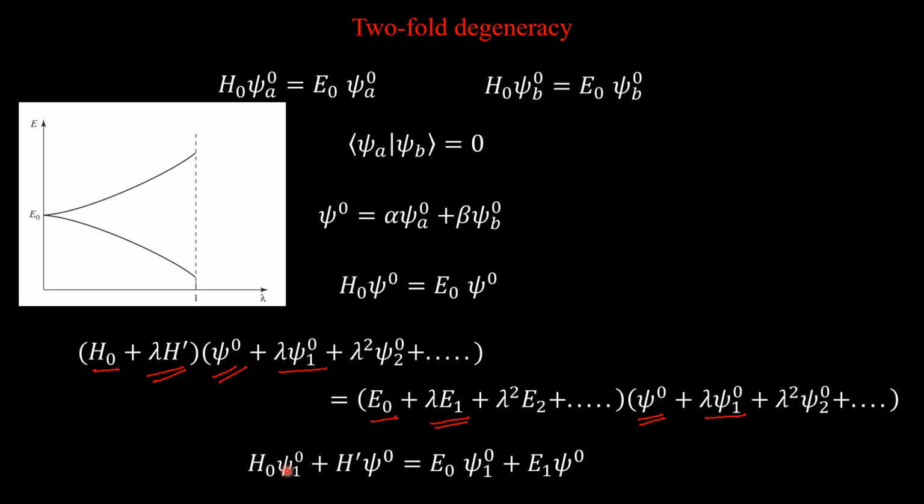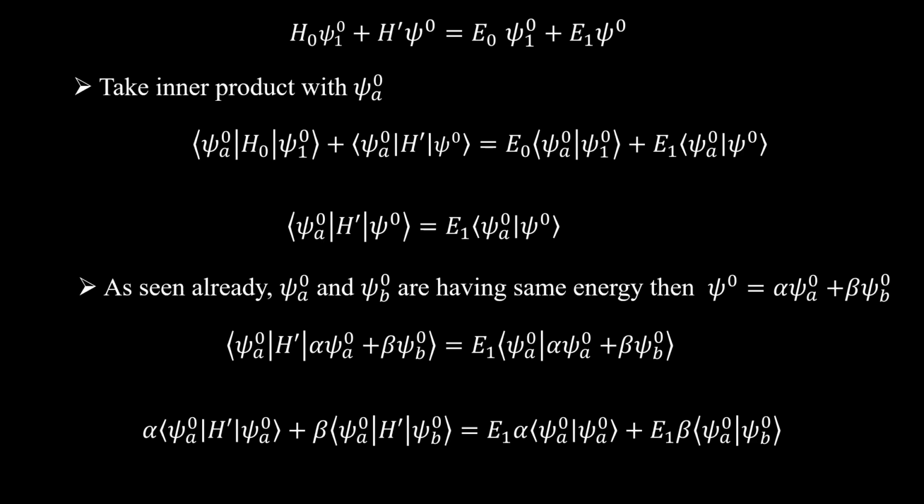Now we will try to solve this. We have got this expression. Take an inner product with ψ_a^0. The first term is ⟨ψ_a^0|H_0|ψ_1⟩, and the second term is ⟨ψ_a^0|H'|ψ_0⟩. On the right hand side, E_0⟨ψ_a^0|ψ_1⟩ plus E_1⟨ψ_a^0|ψ_0⟩. Here you can see H_0 is a Hamiltonian. You have to keep it in your mind.